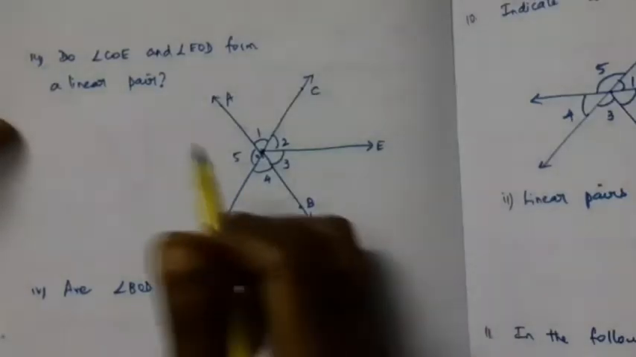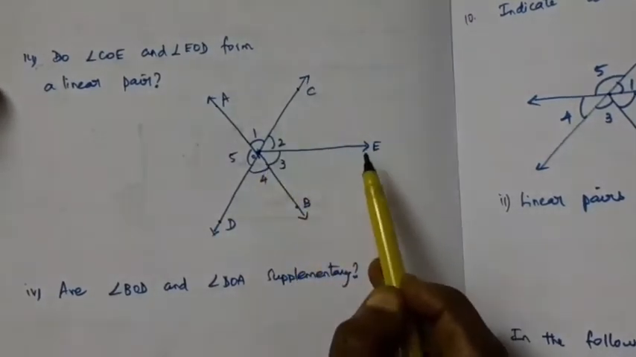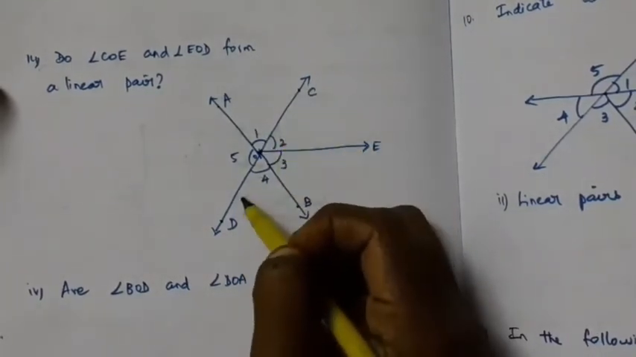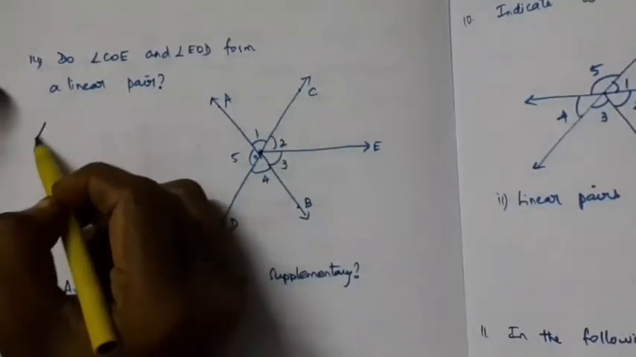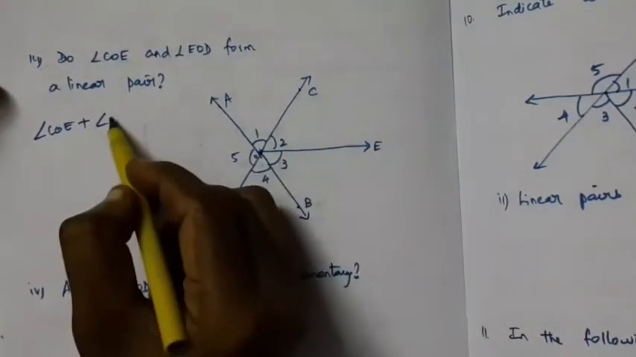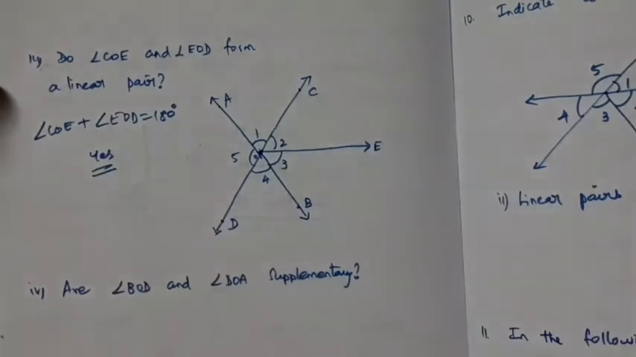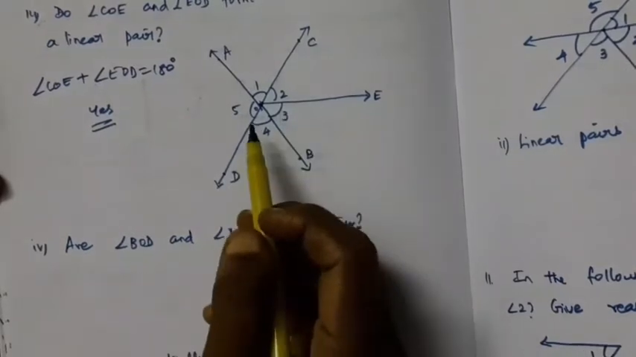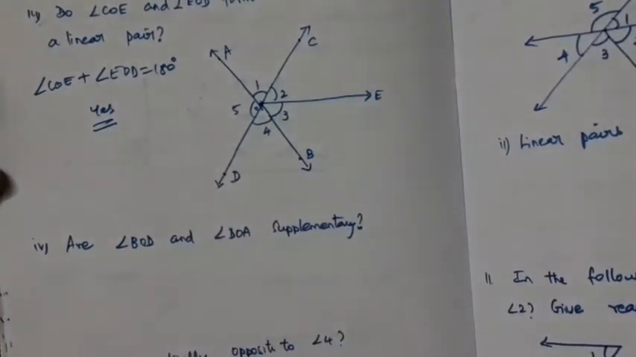The next is, do COE and EOD form a linear pair? Here it is COE and EOD. Yes, the two form a linear pair. Why? These two angles add up to 180 degrees, because this is a straight line. If you add this COE and this EOD, together they will give 180 degrees. So they form a linear pair. They are also an adjacent pair. In addition to that, their non-common arms are in opposite rays. They are facing in opposite directions, so they form a linear pair.